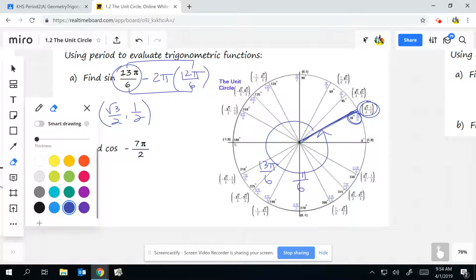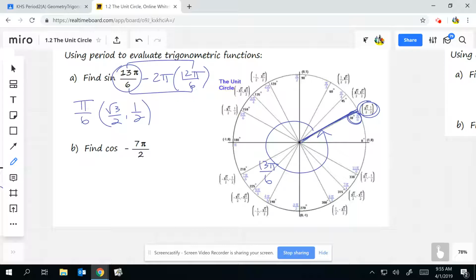But what we want is to find out the coordinate on the unit circle. So it's the same as just going straight to pi over 6. They're the same angle. They both started at 0 and they both ended there. That means they both ended at that coordinate. So we knew that this was our x value and this was our y value.